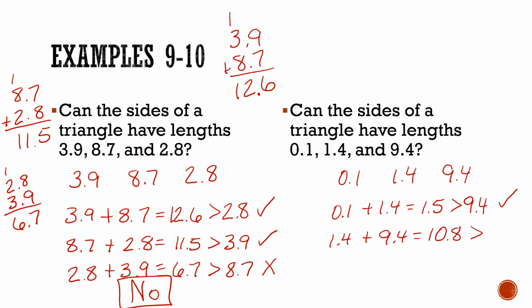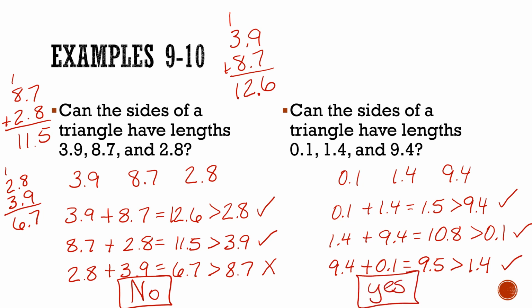did we not use when we did 1.4 and 9.4? We didn't use the 0.1. 10.8 is greater than 0.1. And then our last two to check would be 9.4 and 0.1, which would be 9.5. That should be greater than, what did you not use when you did 9.4 and 0.1? We didn't use the 1.4. 9.5 is greater than 1.4, so we've got 3 check marks, which means it would construct a triangle.